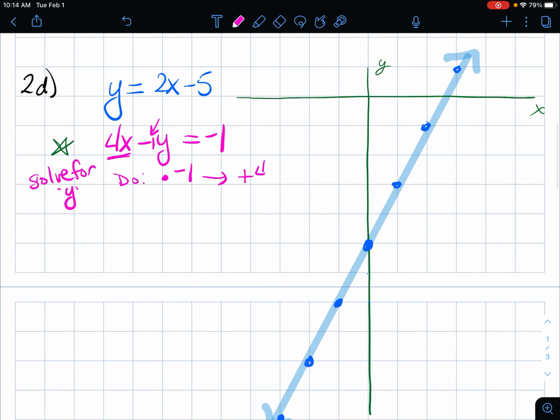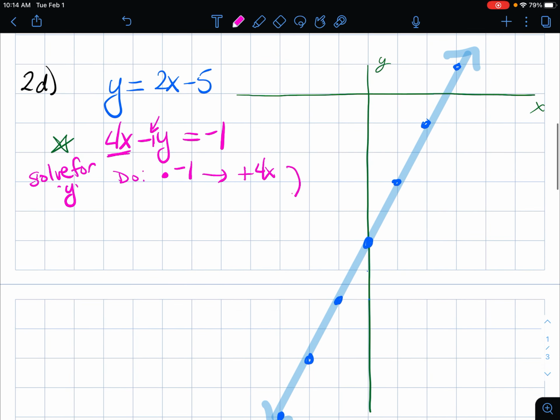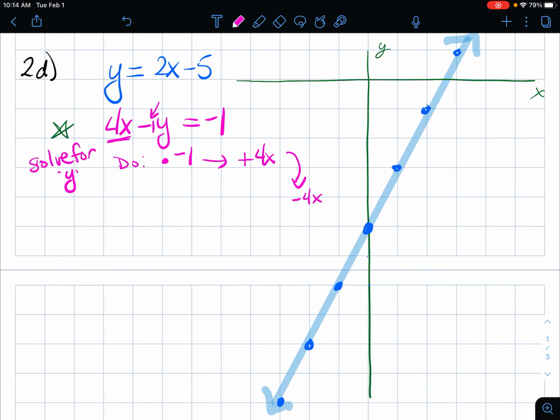Then the other thing here is we added 4x. So how do I undo? Undoing plus 4x is minus 4x. And undoing multiply by -1 is divide by -1. So now we're going to actually do those steps. First step says subtract 4x from both sides. So we're left with -y equals -1 minus 4x.